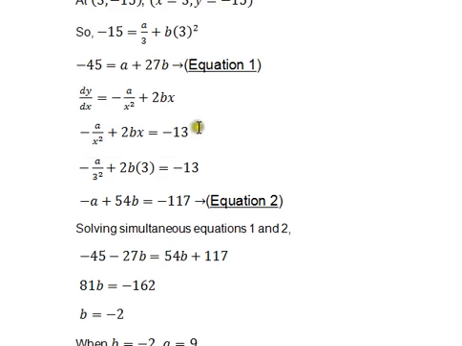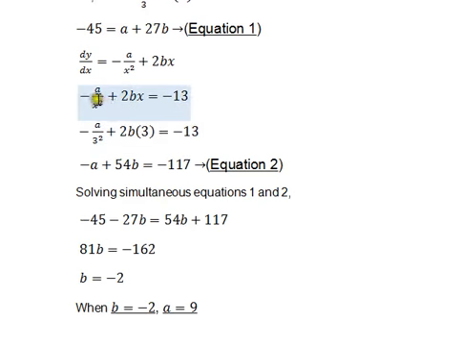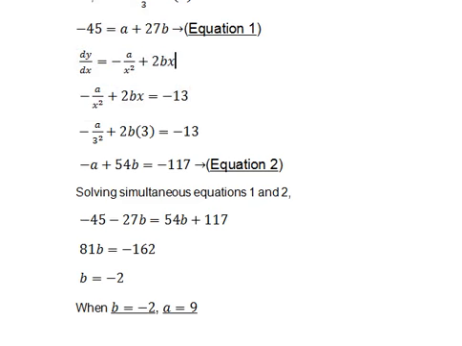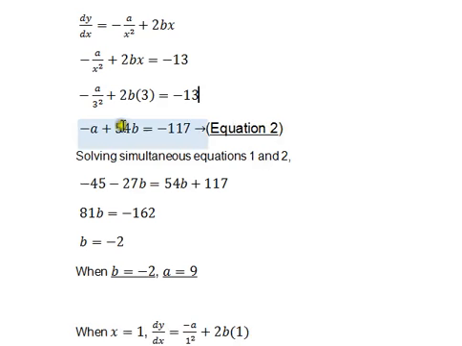By solving it, this is what we'll get. Negative a over x squared plus 2bx equals negative 13. We substitute the value of x at this point, x is equal to 3, and we'll obtain negative a over 3 squared plus 2b times 3 equals negative 13. And from this we'll get our equation 2, which is negative a plus 54b equals negative 117.